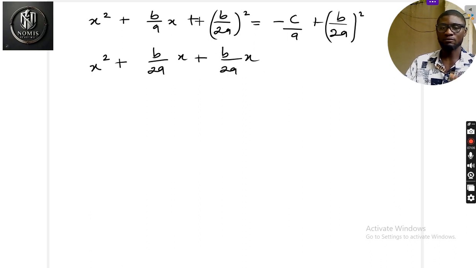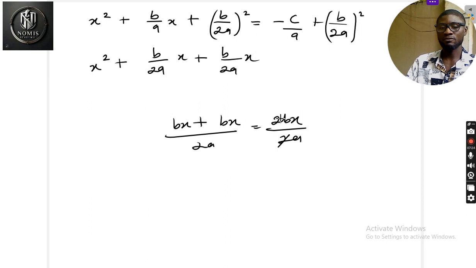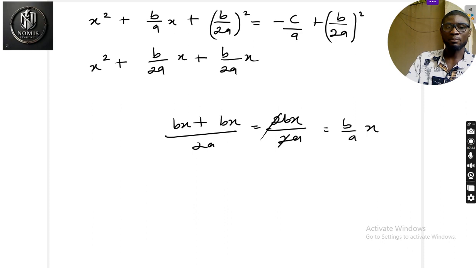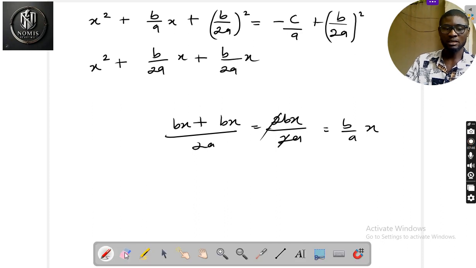If you add this together, let's quickly do that roughly. The LCM of 2a and 2a is 2a. So 2a divided by 2a is 1. 1 times bx is bx, plus 2a divided by 2a is 1. 1 times bx is bx. So this becomes bx plus bx, that is 2bx all over 2a. So if you divide 2 by 2, you are left with b all over a x. So you can see that this is the same thing as this. So we just expanded it to make it look like something that we have here, such that we can factorize it. So I believe you understood what I did in that part.